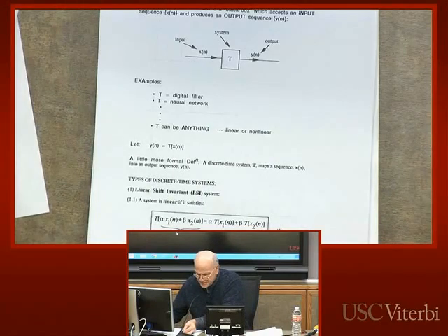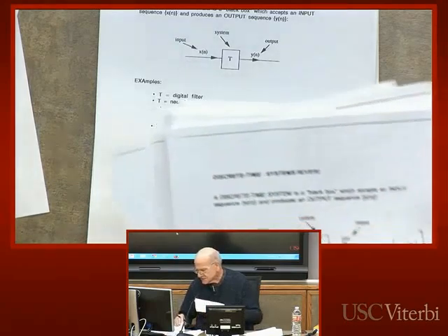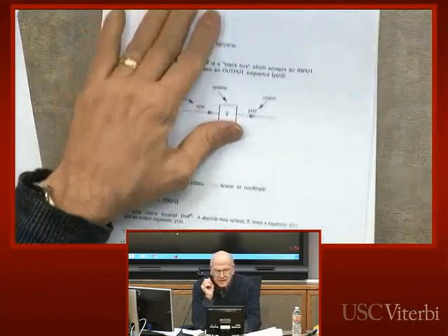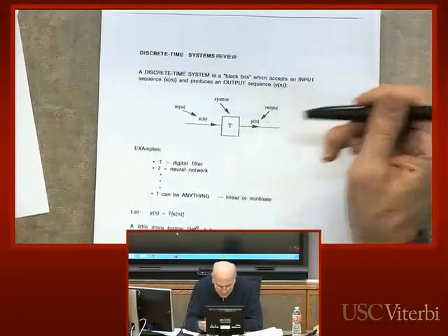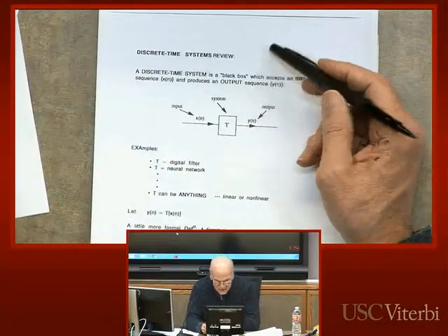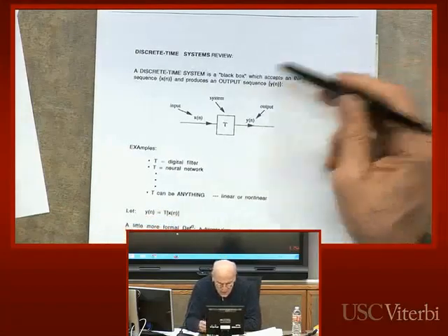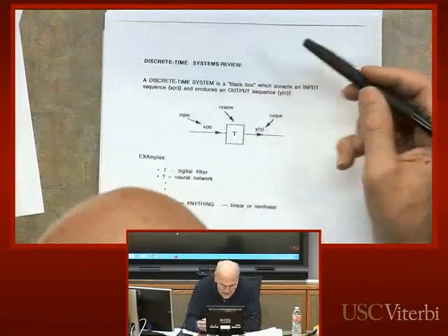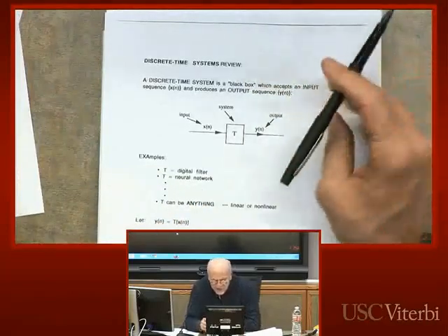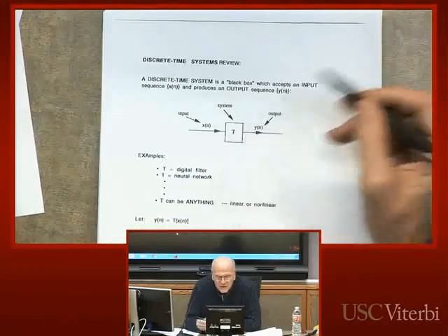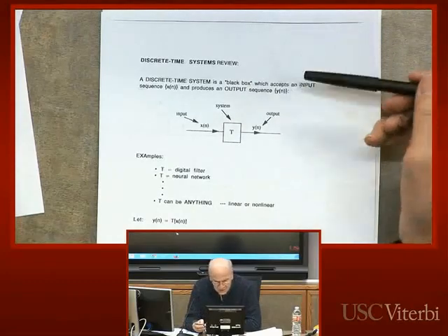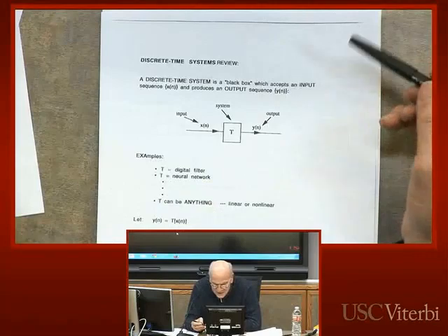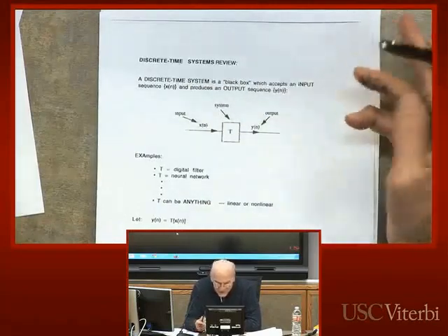But we use that because it sets us up to discuss discrete time systems, especially systems with certain properties. Okay, so first of all, what is a discrete time system? And again, if you've had a linear systems class and talked about this in the continuous time world, it's the same thing in the discrete world. A discrete time system is basically a black box, I call it T here, which takes in input signals and outputs signals. So it accepts an input sequence and produces an output sequence.